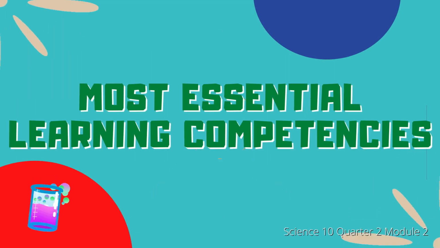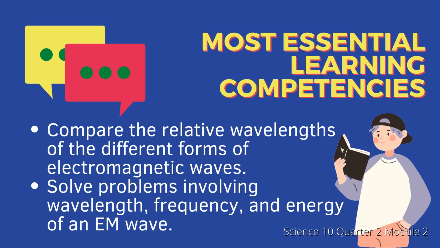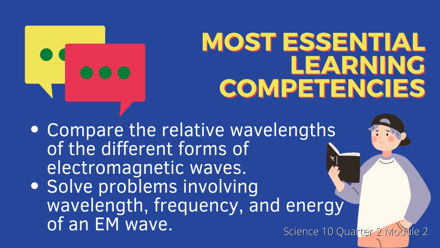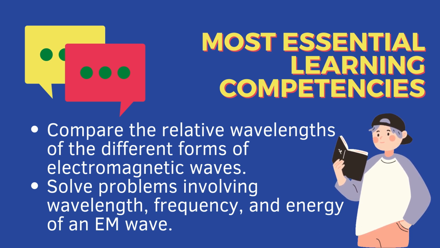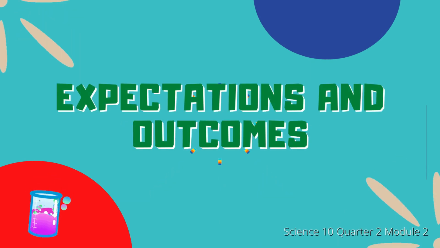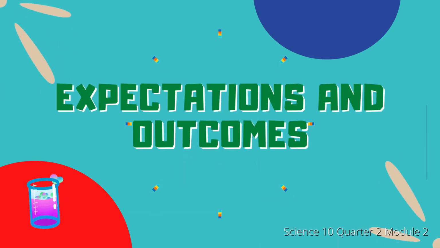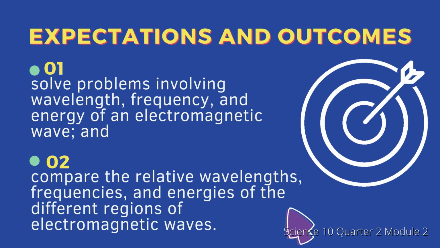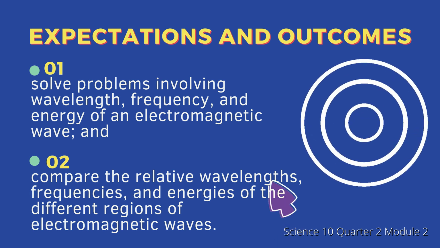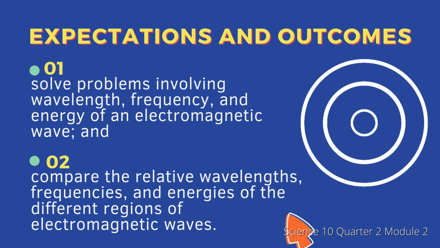Here are the most essential learning competencies for Quarter 2, Module 2. Compare the relative wavelengths of the different forms of electromagnetic waves and solve problems involving wavelength, frequency, and energy of an EM wave. Now, let us know the expectations and outcomes. 1. Solve problems involving wavelength, frequency, and energy of an electromagnetic wave. And 2. Compare the relative wavelengths, frequencies, and energies of the different regions of electromagnetic waves.